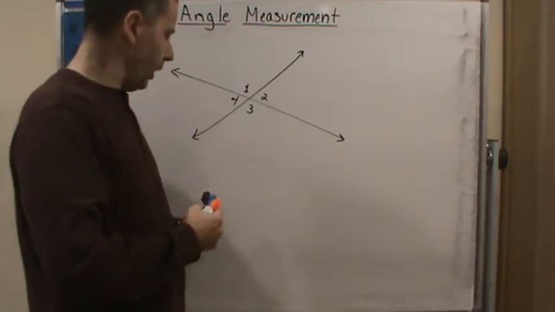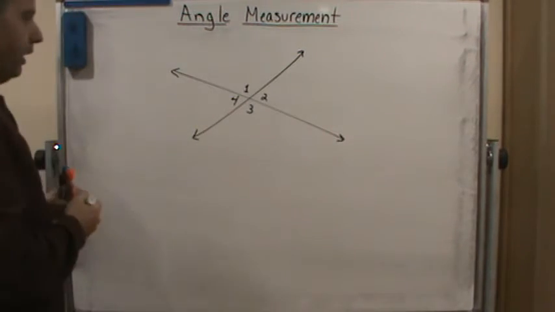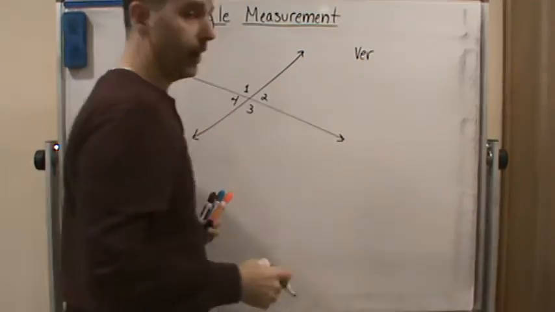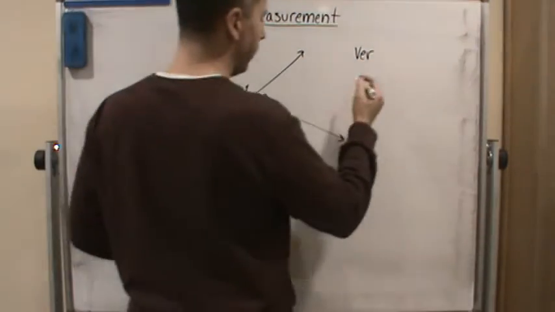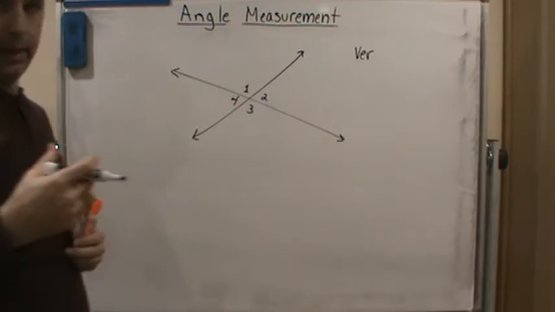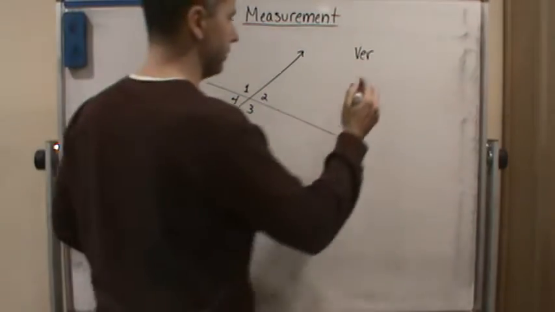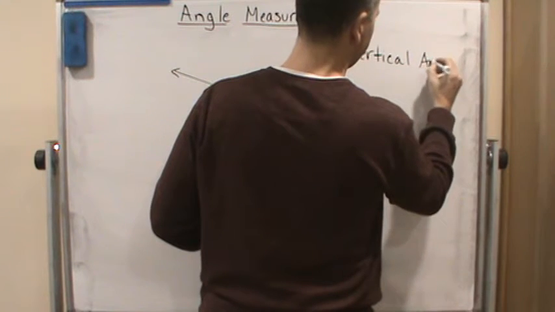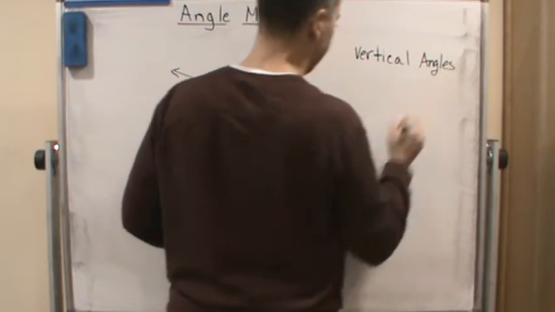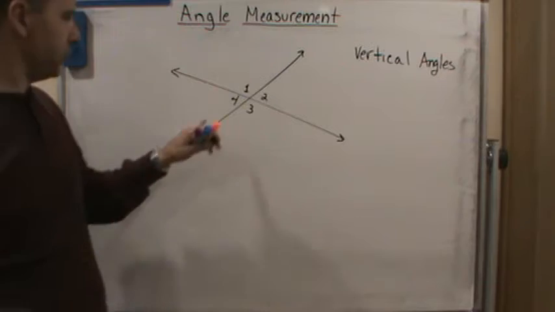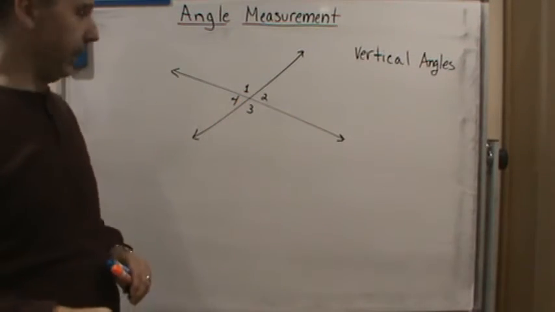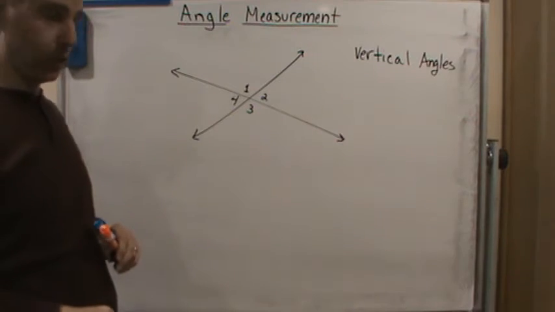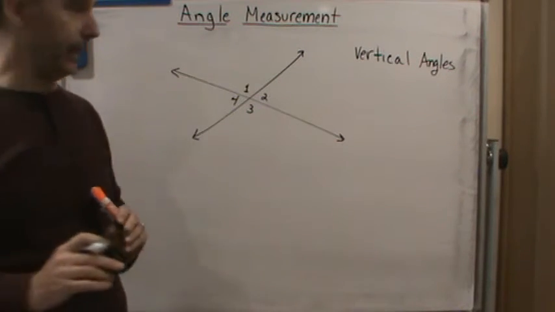angles. Now, one set of angles is called vertical angles. Vertical angles are angles that are opposite each other when you have two intersecting lines. Okay, so for example, angles 2 and 4 are vertical angles. Also, angles 1 and 3 are vertical angles. They're opposite each other. So what do we know about vertical angles?